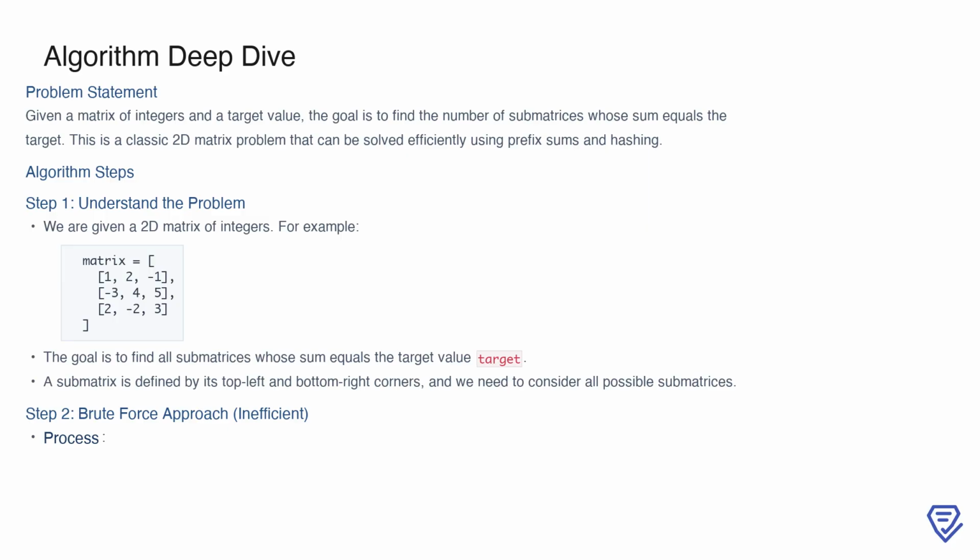While it's possible to solve this using a simple brute force approach by iterating through all potential submatrices and summing their elements, this method is computationally expensive. It involves multiple nested loops, making it impractical for larger matrices. Therefore, we need a more efficient strategy, which we'll explore using prefix sums and hashing.